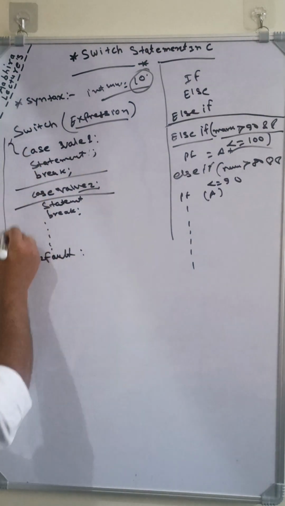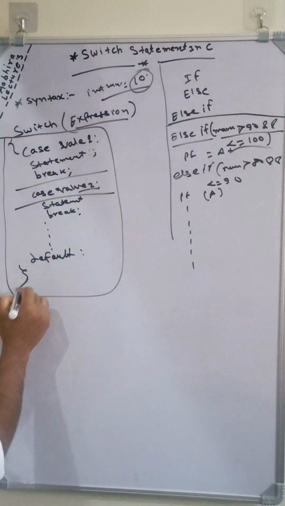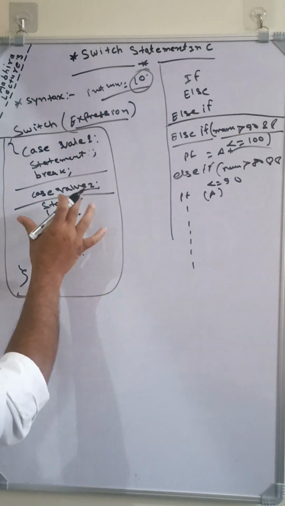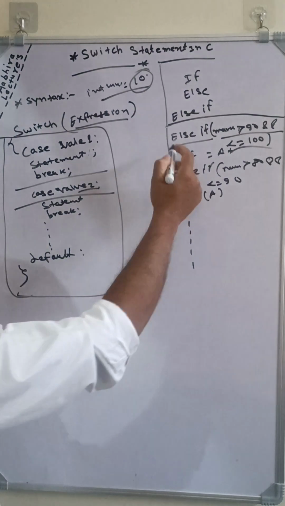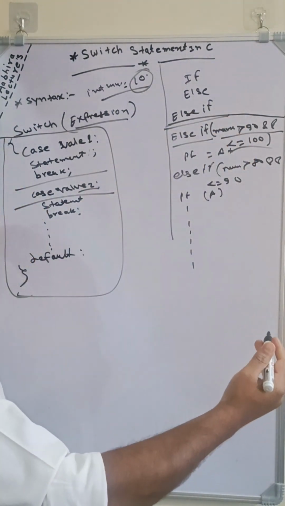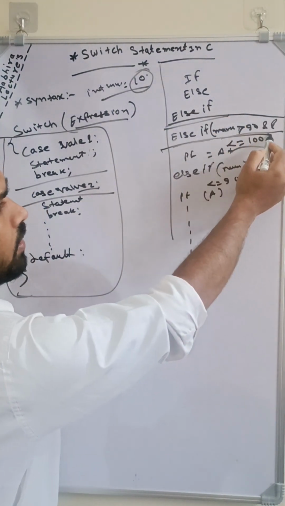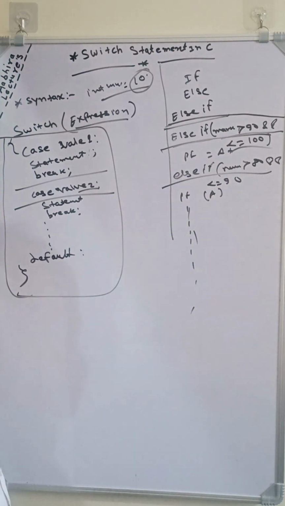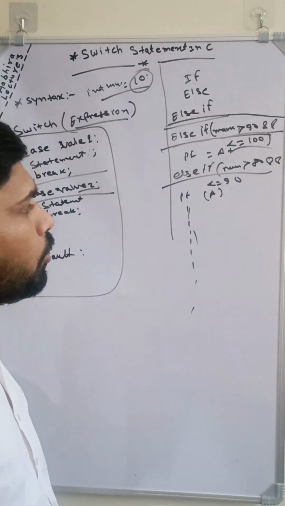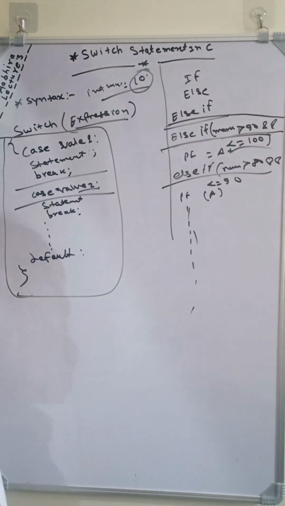So this is the switch. In one switch block we write multiple cases. But in else if, we have to write multiple else if conditions: if condition is this, else if condition is that, again and again. We have to write many else conditions, but in switch it is different.